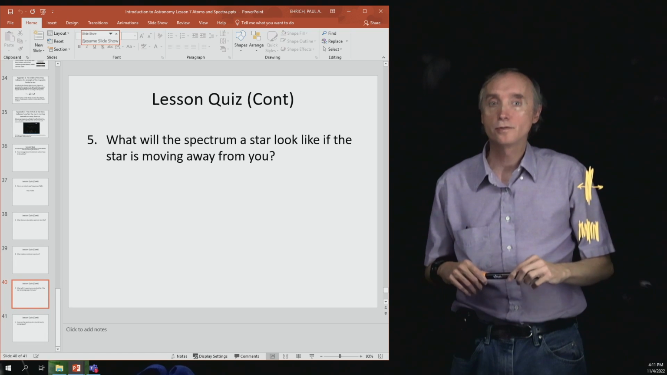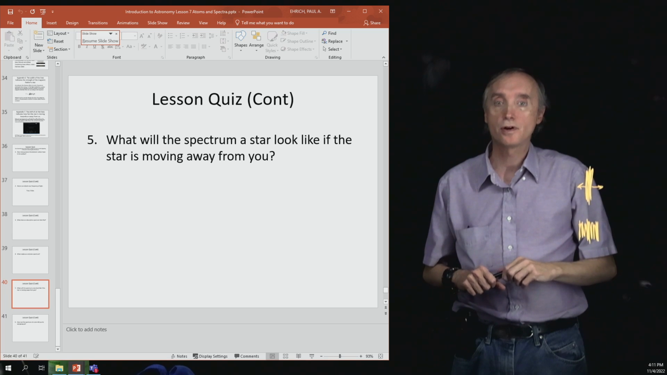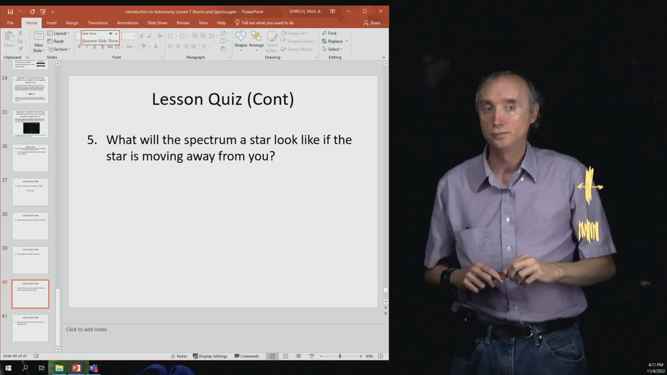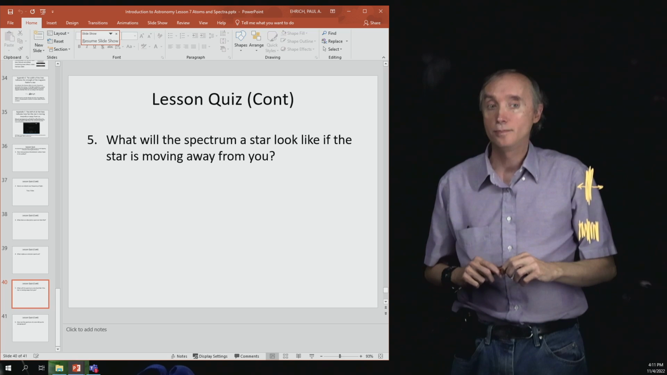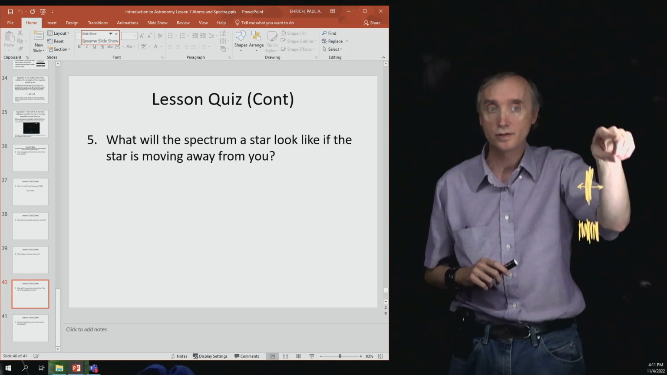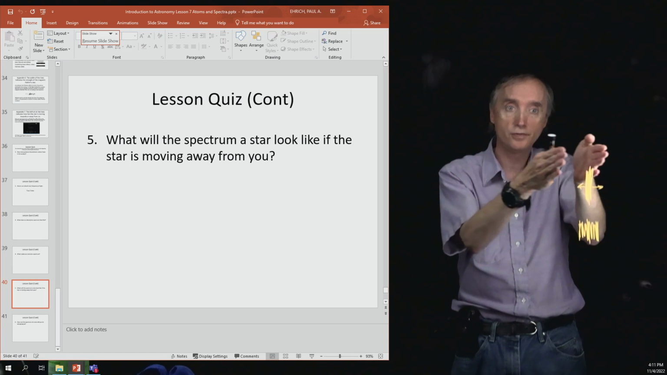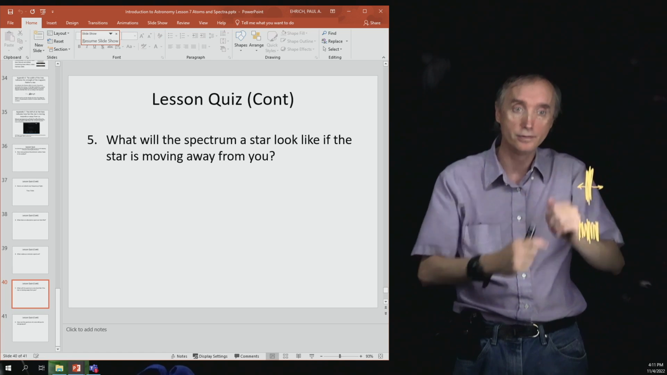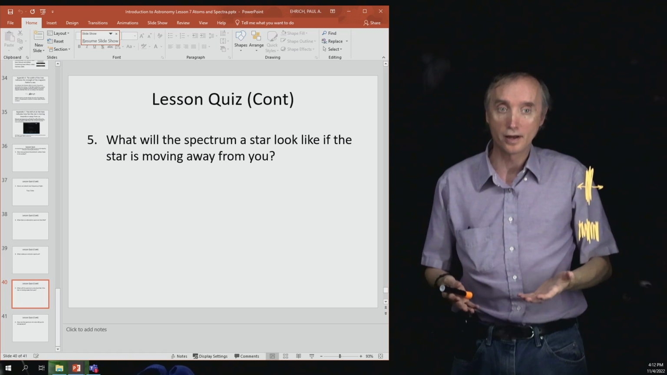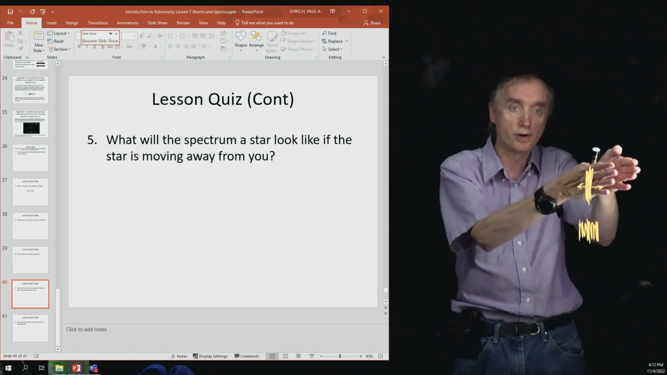What will the spectrum of a star look like if the star is moving away from you? That's going to be red shifted. So that means each of the lines in the spectrum are going to be shifted towards the red. Now, they don't all turn red, it's just that they move in that direction.